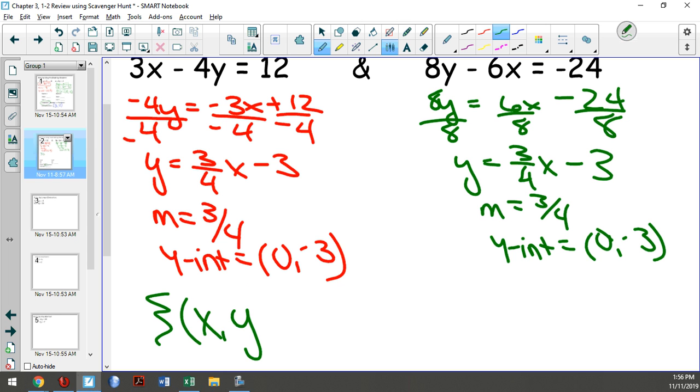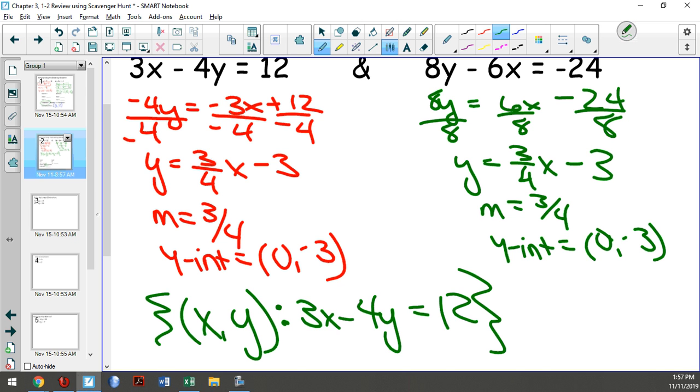X comma y as an ordered pair, the colon, then choose one of the equations, it does not matter which one, and then finish the brace. If you do not have it written in that format, you will not get credit for it. Do we all understand that? A brace with the ordered pair x comma y, the colon means such that it falls on either one of the equations. Inconsistent means it does not intersect, therefore they're parallel.